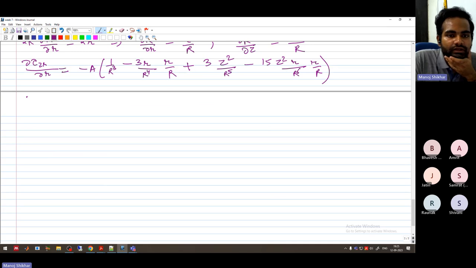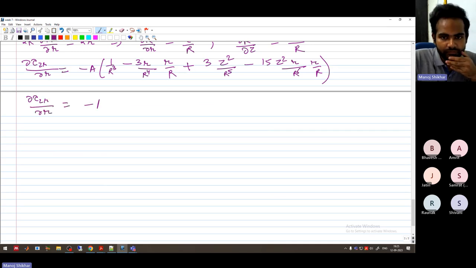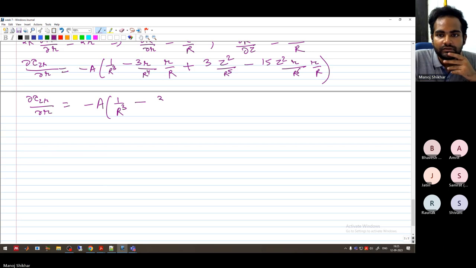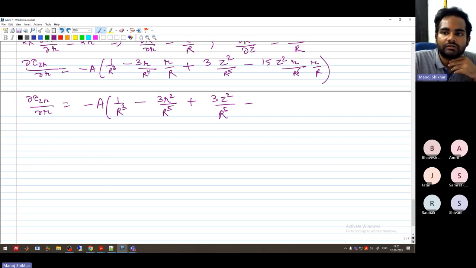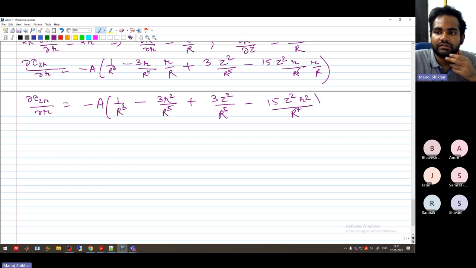So basically we have del tau ZR upon del r as minus A times 1 by R cube minus 3r square by R to the power 5 plus 3Z square by R to the power 5 minus 15 Z square small r square by R to the power 7.